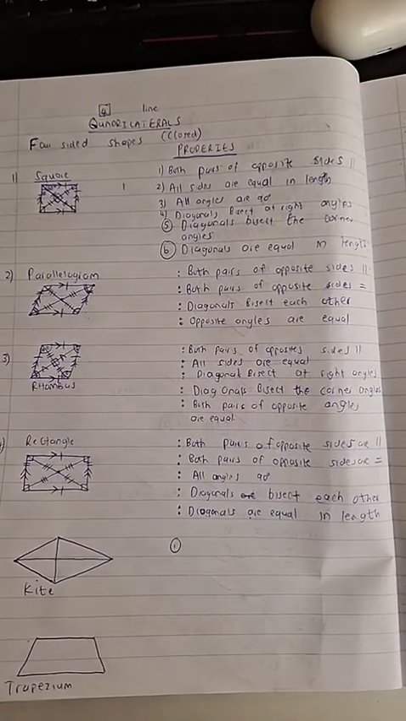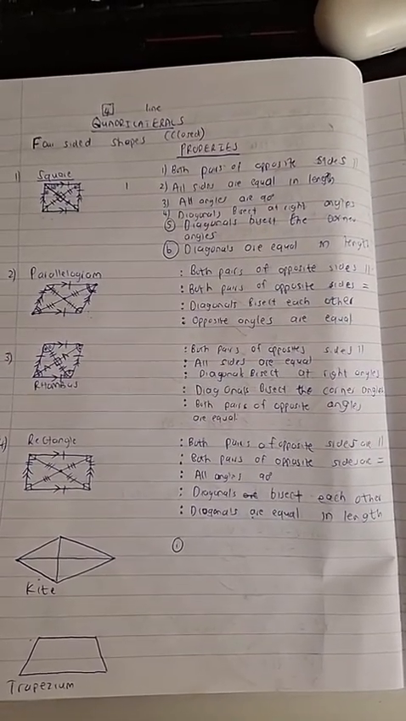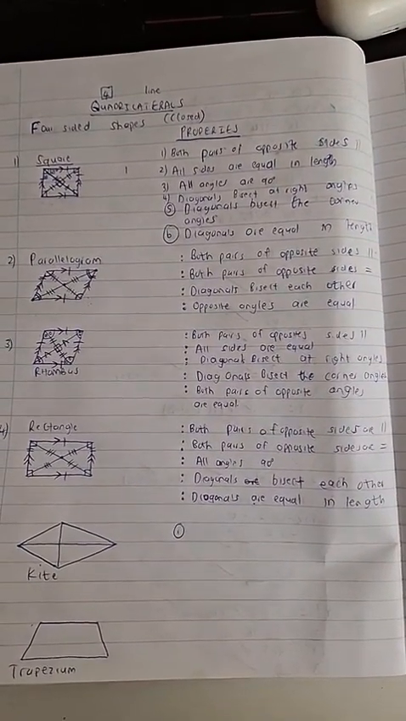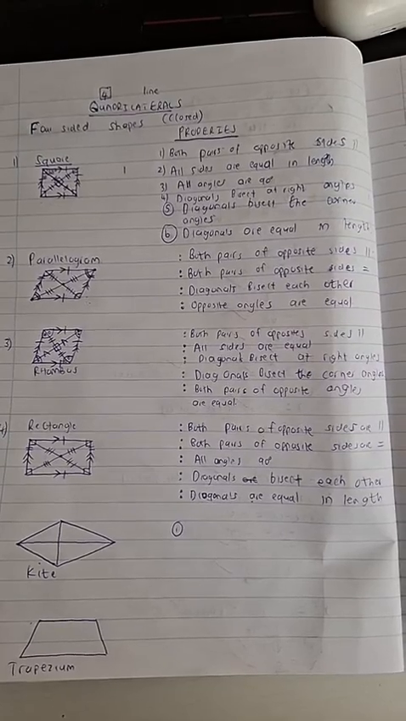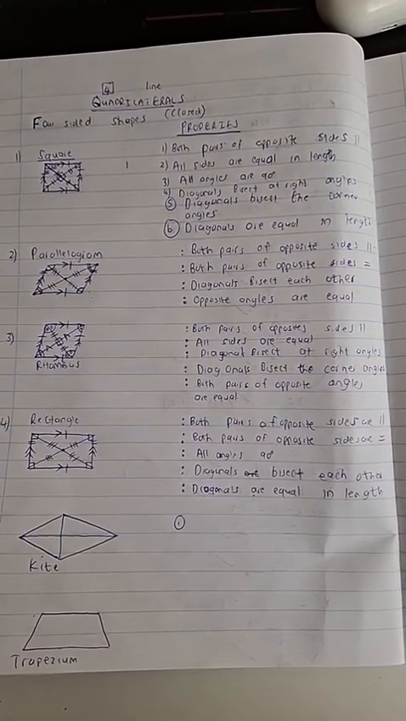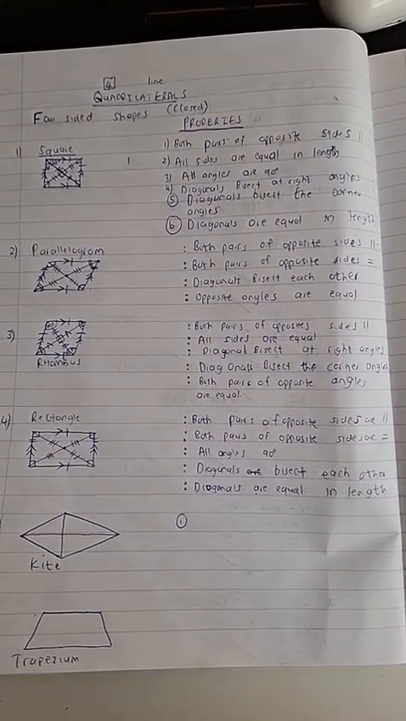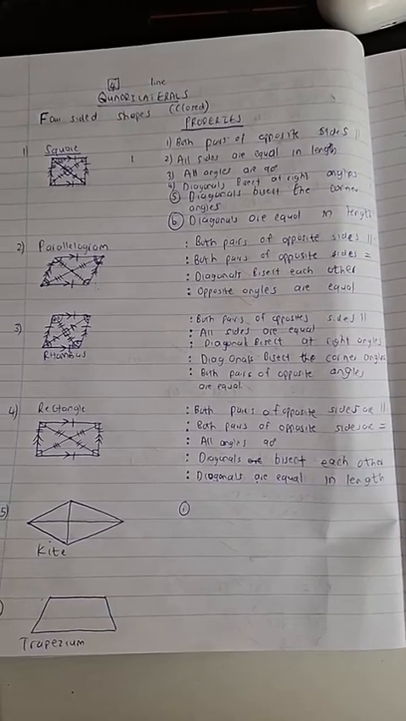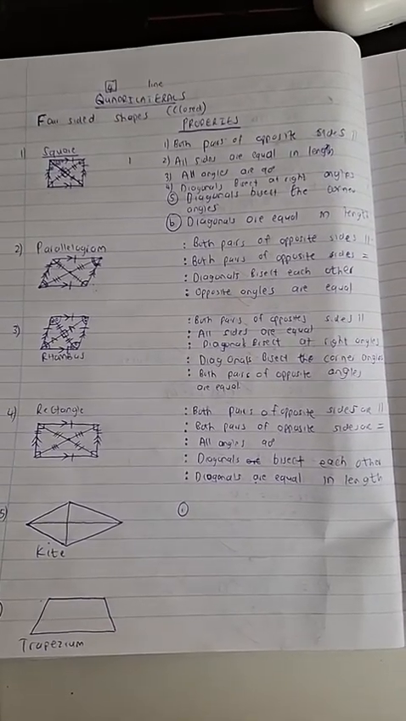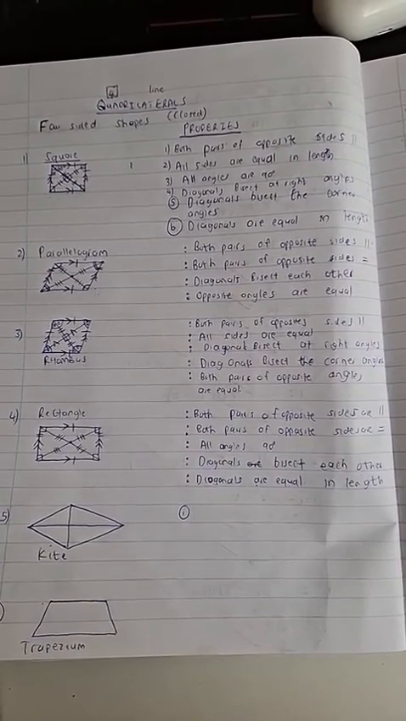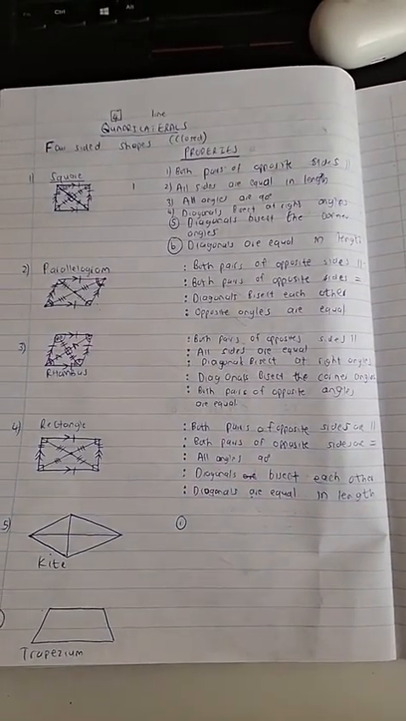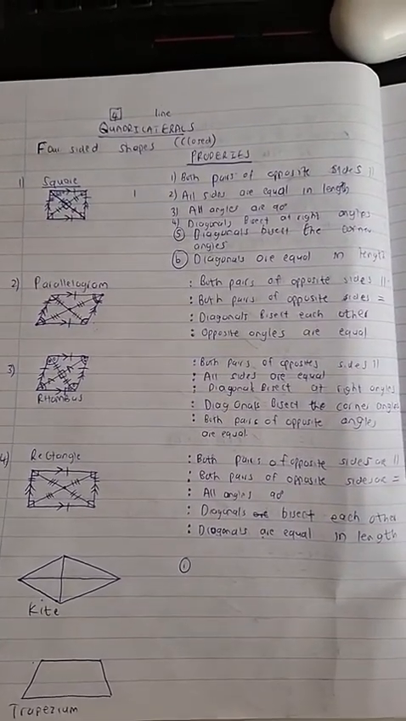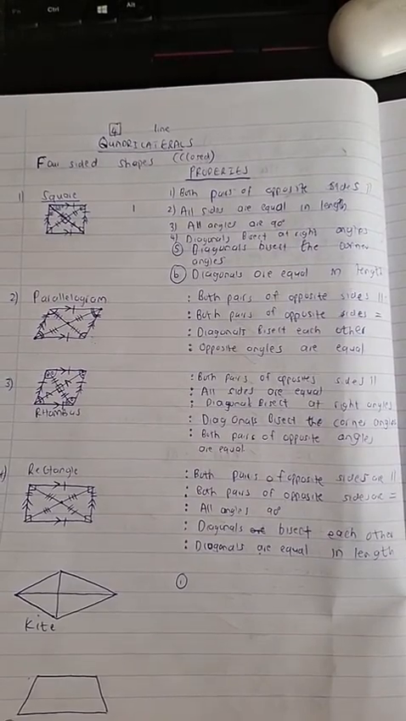I'll give you 30 seconds. 30, 29, 28, 27, 26, 25, 24, 23, 22, 21, 20, 19, 18, 17, 16, 15, 14, 13, 12, 11, 10, 9, 8, 7, 6, 5, 4, 3, 2, 1.